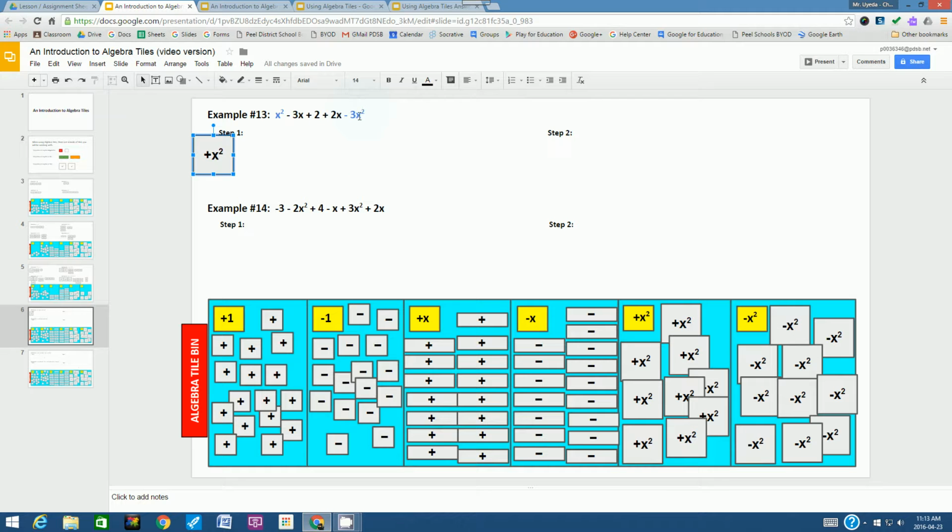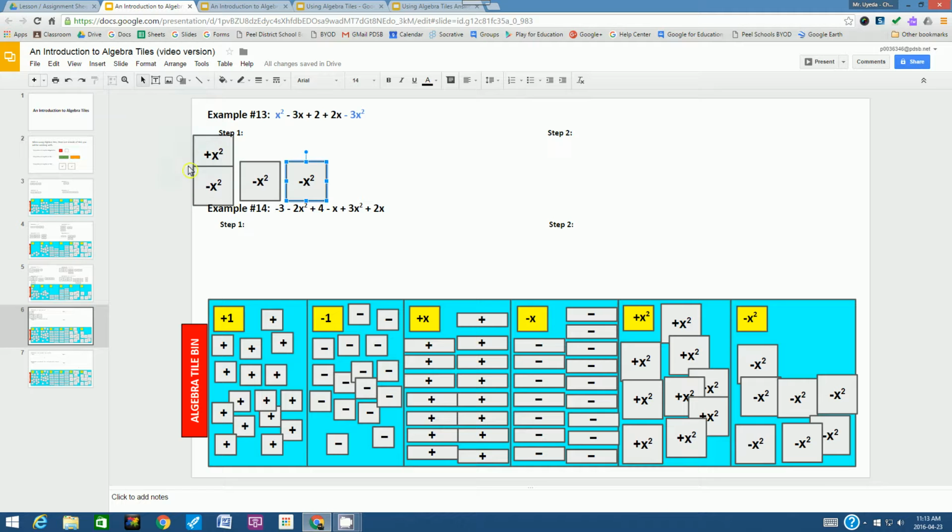And then we have negative 3x squared. Okay, so let's bring over 3 of these. Now you notice how I put the negative x squared below the positive x squared, and hopefully you're realizing why. So that's my first negative x squared, and here's my second, and here's my third. Now a positive x squared and a negative x squared create something called the zero model.